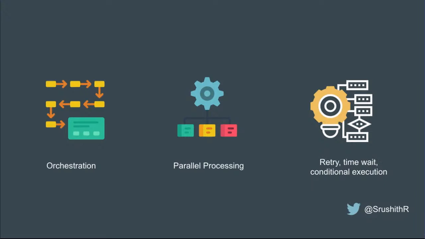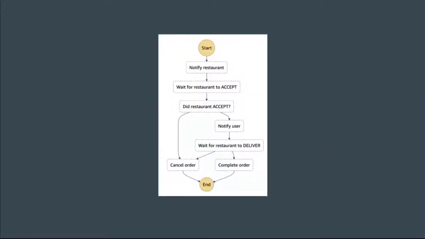The first step is of course Lambda to Lambda invocation, but that's not really the way to go forward. The second one is using EventBridge, where you can fire events and Lambda functions can listen to those events. And the next way is to use Step Functions and orchestrate your Lambda functions. You create a workflow like a flow chart, which I'll show you in the next example: you start the workflow, the first step is to notify the restaurant, and then you wait for them to accept it. Once they accept it, you notify the user that the restaurant has accepted, and then you wait for the delivery, and then you complete the order.